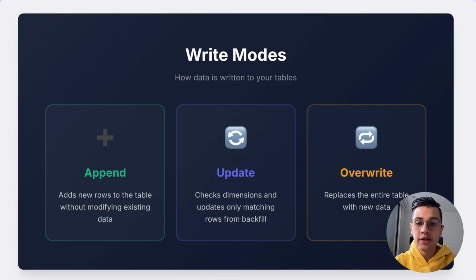The second mode is Update. In this case, we will go into the table, we will check for the dimensions, and if any of them matches, we will only update the metrics corresponding to those dimensions. And the final one is Override. This is the easiest one, and in this one we just replace the whole data. Let's see an example for each mode.